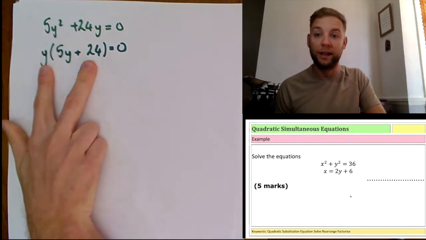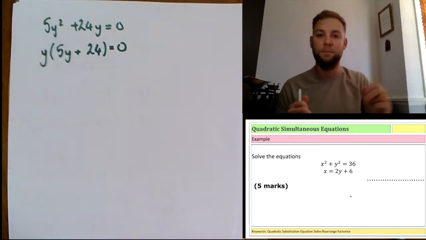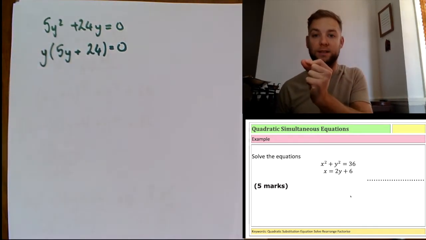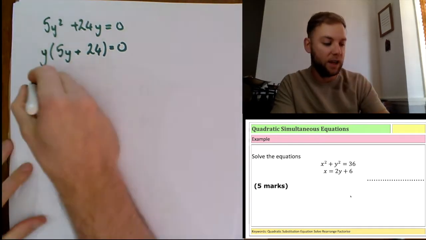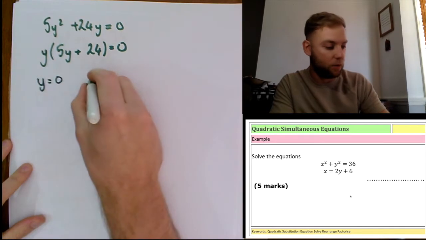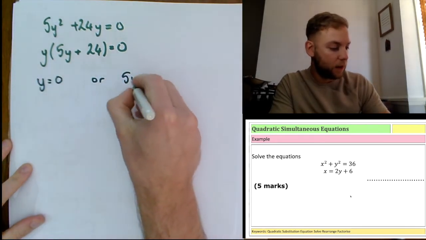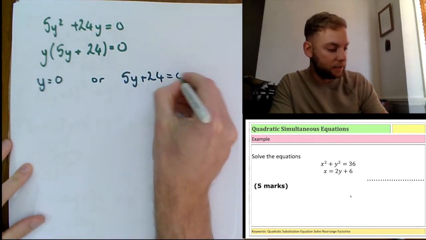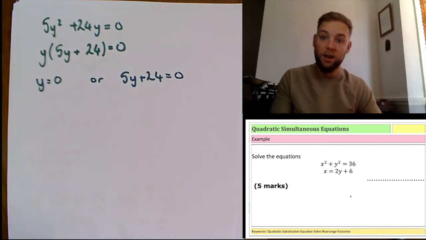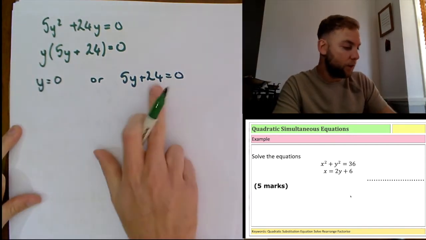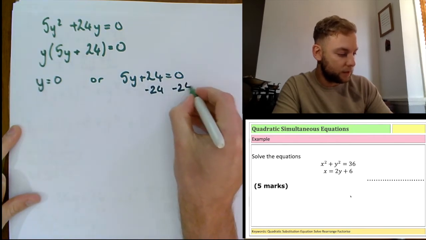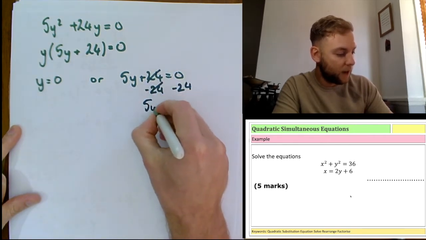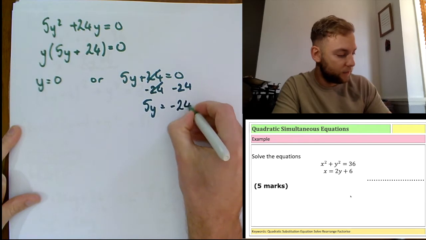I've got two things which multiply together to make 0, which means the first one must be equal to 0, or the second bracket must be equal to 0. So either y is equal to 0, or 5y plus 24 is equal to 0. Brilliant. So the only one I need to solve is actually this one. So minus 24 from both sides, and I end up with 5y is equal to minus 24.